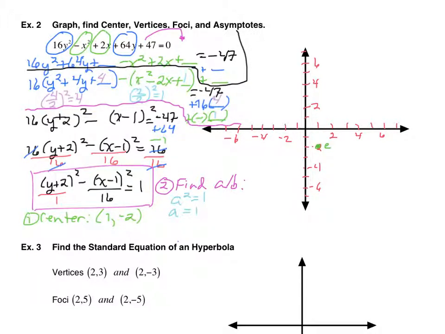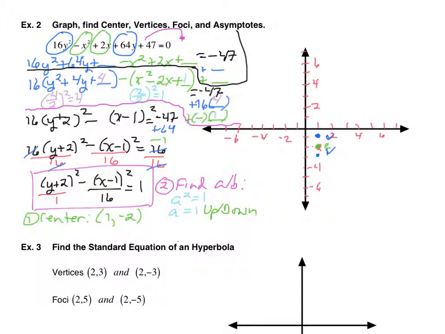This time, is that going to be an up-down direction or a right-left direction if my A squared is underneath the Y? So it's up-down. So that's my transverse axis. So it's important that you plot that first. So I'm going to plot 1 above and 1 below my center. So 1 above would be here at 1, negative 1, and that's a vertex. So label that with a V. And then 1 below would be right here. Label that with a V.